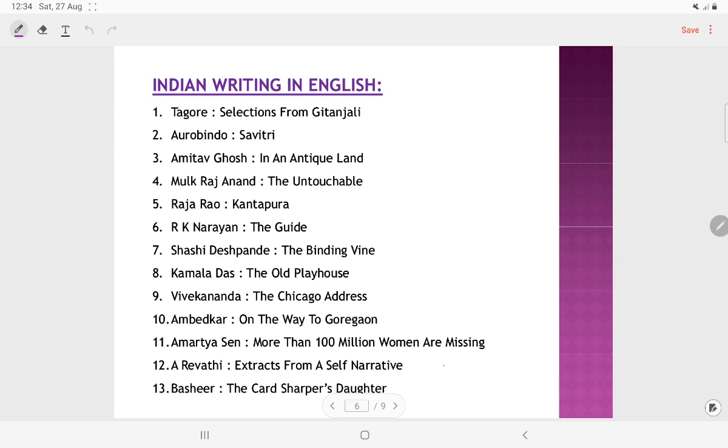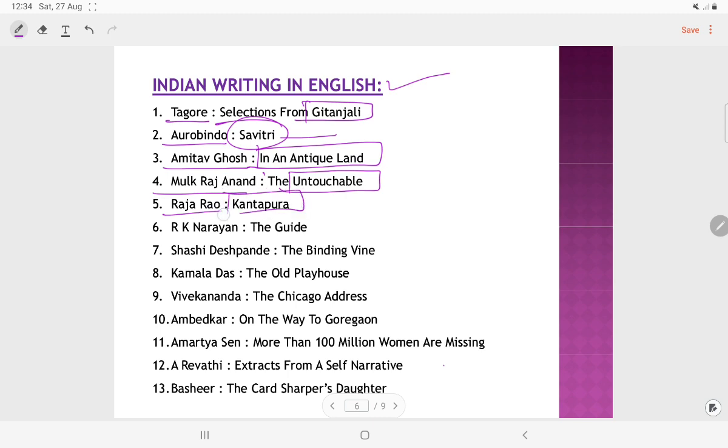Now, the last section of the optional paper, Indian Writing in English. So let us see in short: Rabindranath Tagore's Gitanjali. Here we study selected poems. And Aurobindo's epic Savitri. Here also we do a selected study. Amitav Ghosh, novelist, his novel In an Antique Land; Mulk Raj Anand's Untouchable; Raja Rao's Kanthapura; R.K. Narayan's classic work The Guide; and Shashi Deshpande's The Binding Vine; Kamala Das from Kerala, her famous poem The Old Playhouse.